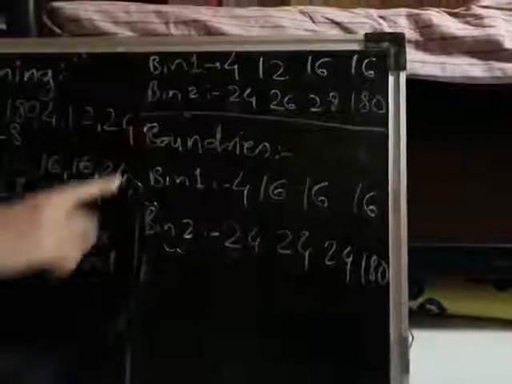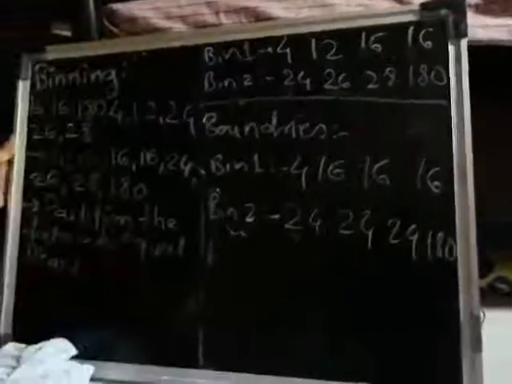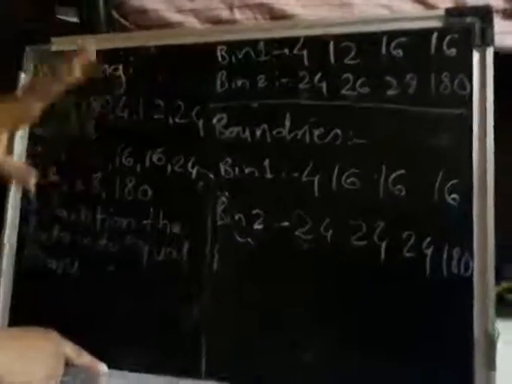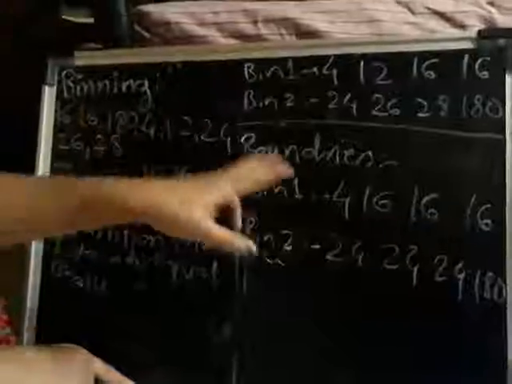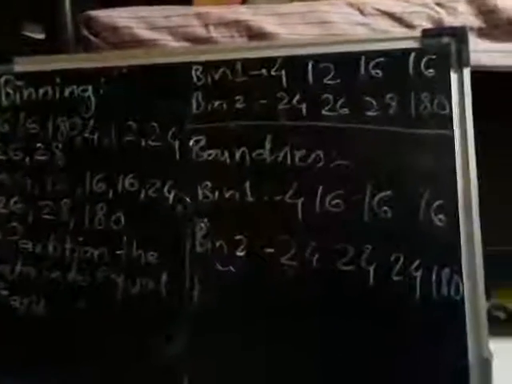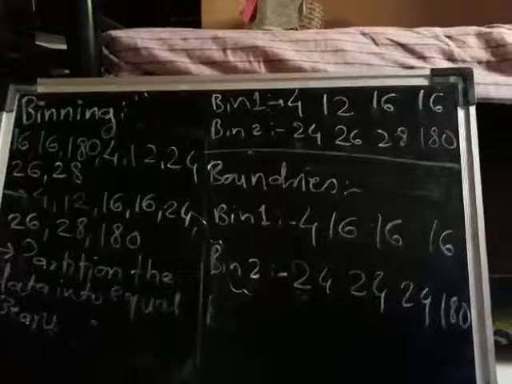So this will be the output for the boundaries. Got it? So what we did was smooth the data with the help of mean, median and the boundaries. Got it? This question was asked for 6 marks. Okay. So thank you.